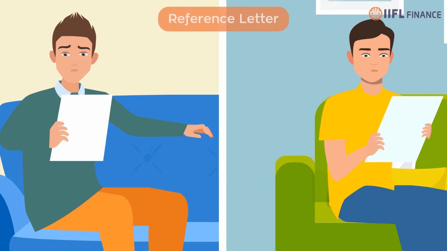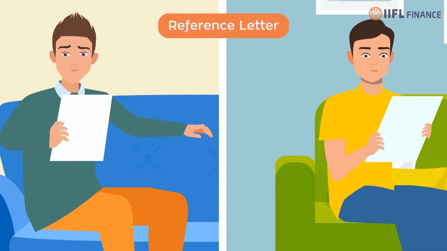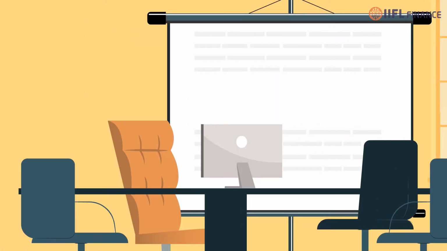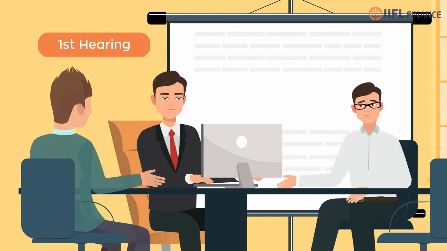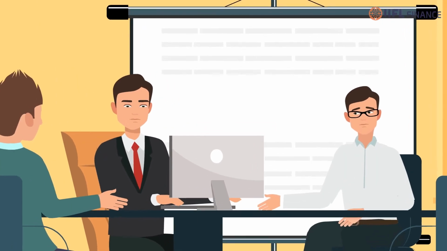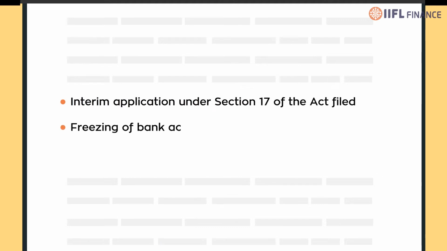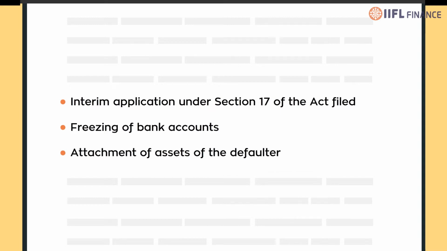Step 5. Reference letter. An in-house reference letter for the appointment of the arbitrator is issued to the arbitrator as well as the customer, notifying both that the matter has been referred to arbitration by the company. Step 6. First hearing. A hearing date and venue for appearance is set. On the first hearing or any time when the arbitrator permits, an interim application under Section 17 of the Act is filed for freezing of bank accounts and attachment of assets of the defaulter.